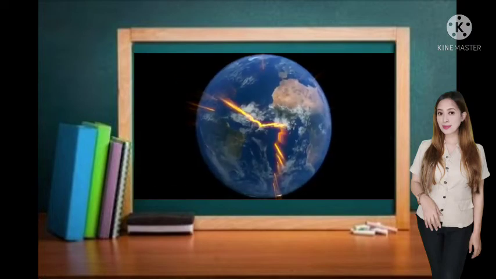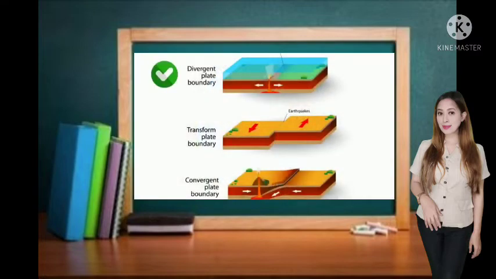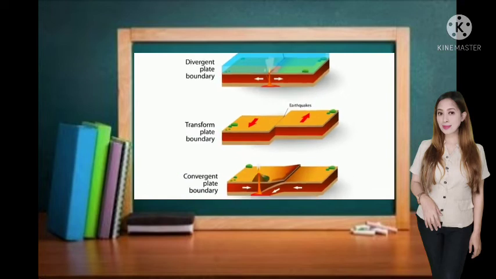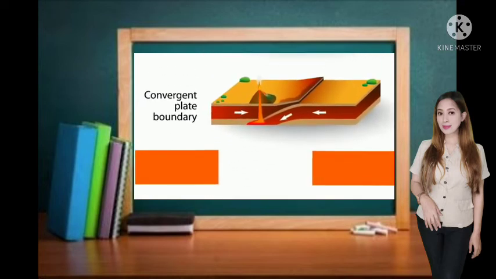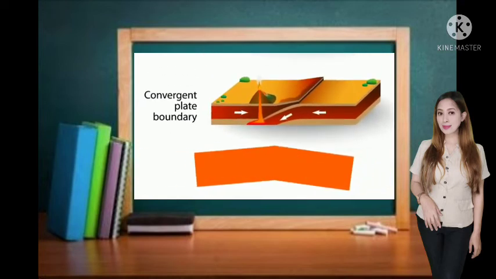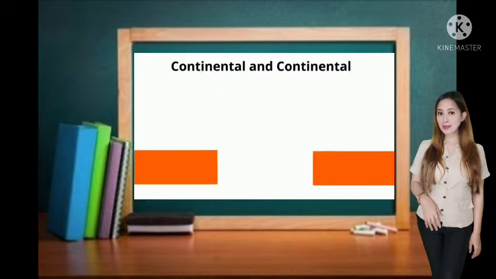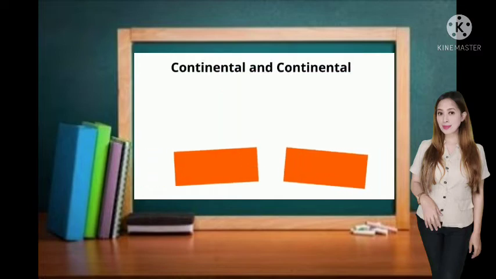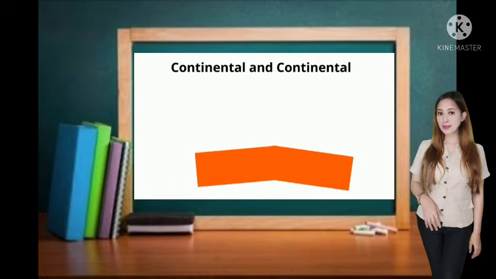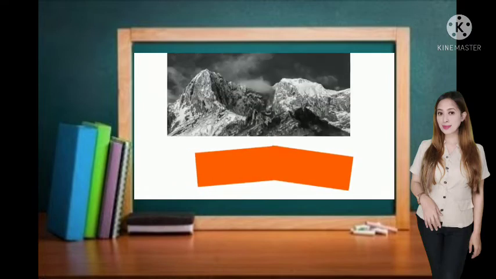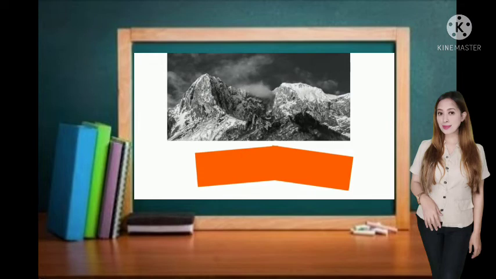There are 3 types of plate boundaries: divergent plate boundary, convergent plate boundary, and the transform plate boundary. Convergent boundary occurs when 2 plates collide. There are 3 types of this. First is the continental to continental. This occurs when 2 plates of continental crust collide. They buckle and thicken and cause mountains to form.